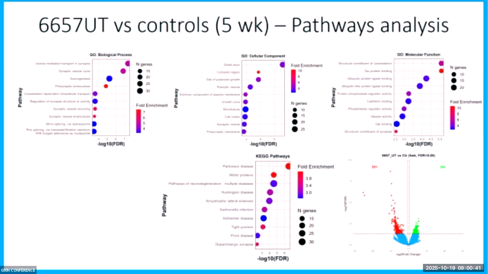And when we compare to the controls, we can see some of the pathway analysis. We can see many pathways related to the synapse, which makes sense because we see that the synapses are affected through electrophysiology. For example, synaptic vesicle cycle, vesicle recycling, vesicle endocytosis, and so forth, and other pathways. Some of them we're trying to figure out how they participate. Motor proteins, some genes related to neurodegeneration, and so forth.